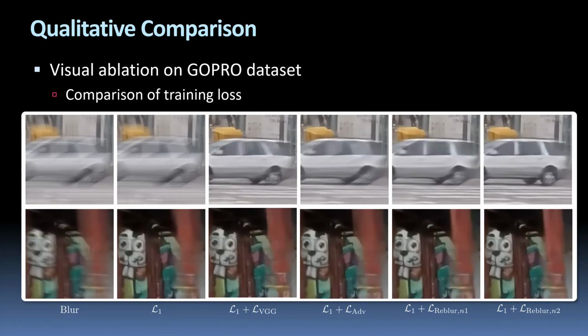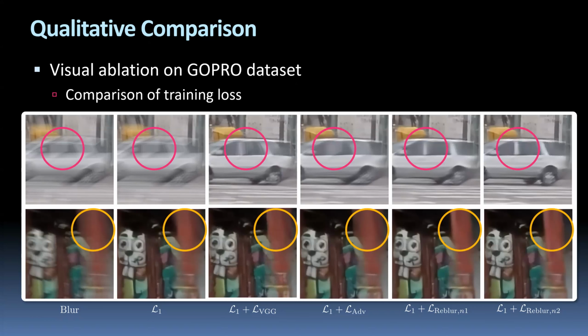We validate the effect of the reblurring loss by comparing it with other perceptual losses, such as VGG loss and adversarial loss. In these examples, the thin pillars are better recovered from our supervised reblurring loss.